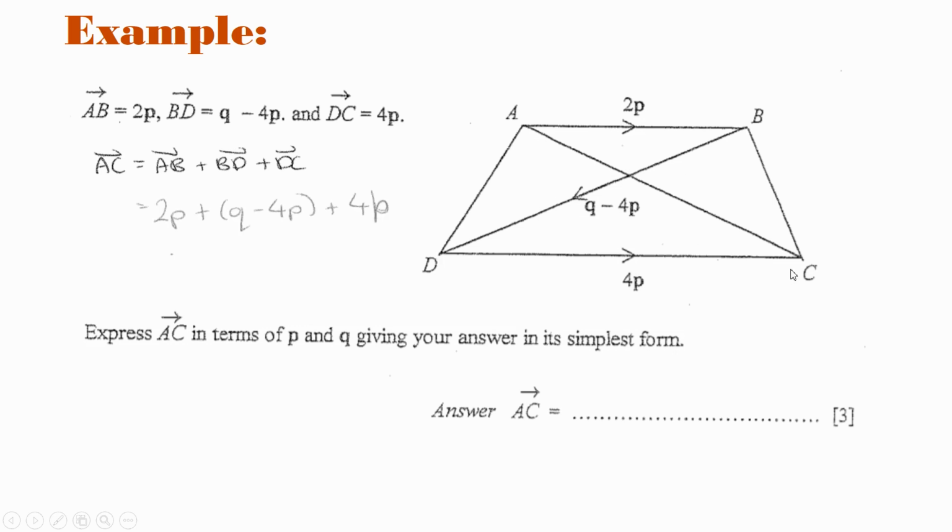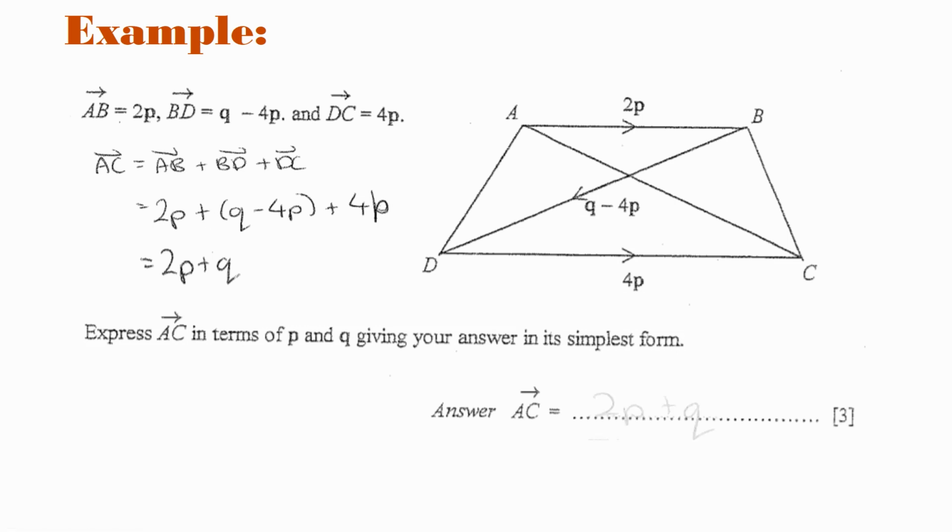2p plus q minus 4p, you don't have to have it in brackets, plus 4p. I just put it in brackets to show that this is all one vector, but you don't need the brackets there. Then combine the like terms. What's 2p minus 4p plus 4p? That's right, it's just 2p and then plus q. So that one's done.